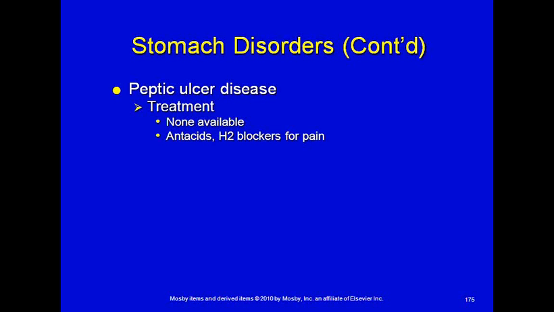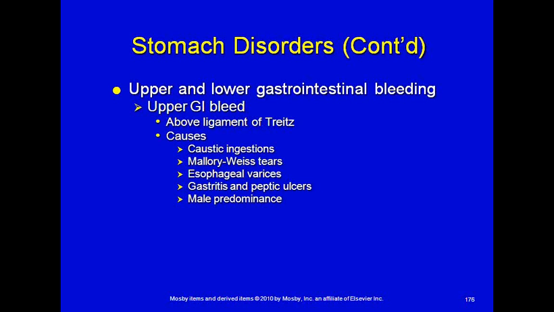Peptic ulcer disease, there is no treatment available. People take antacids, they take H2 blockers for the pain. They may go on a 14-day course of Prilosec or some other H2 blocker, and lay off the alcohol and watch what they eat, and oftentimes they may heal.